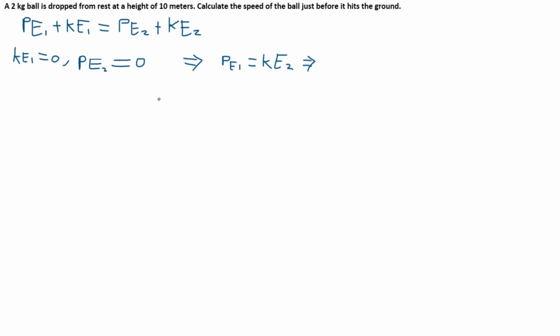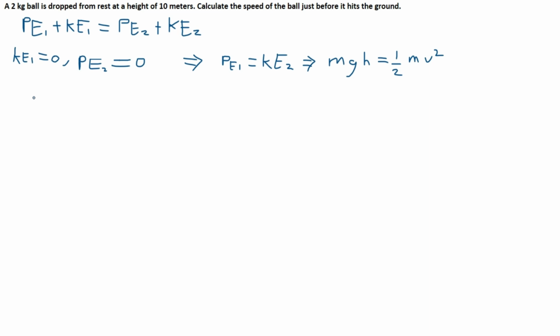So now let's calculate both of these. The initial potential energy is equal to the mass times the acceleration due to gravity times the height. That'll be equal to the final kinetic energy, which will be equal to 1/2 the mass times the velocity squared. So through this, we'll be able to solve for the velocity of the ball just before it hits the ground.